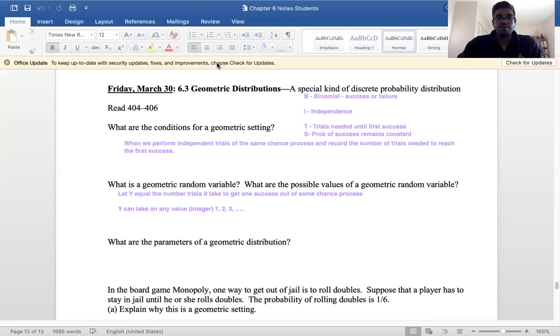And so what's the parameter that we use? Before in the binomial, we had parameters n and p, the number of trials and a probability. Here, we don't know the number of trials, so we just have one parameter, which is p, your probability.